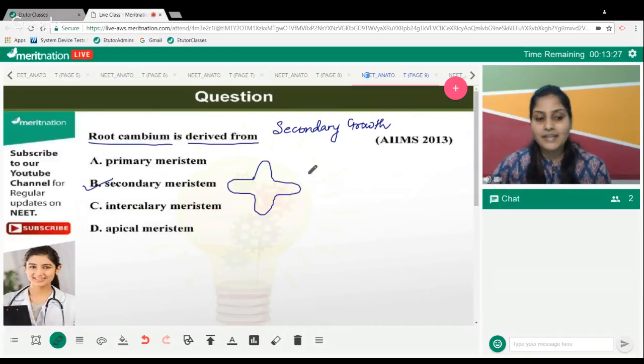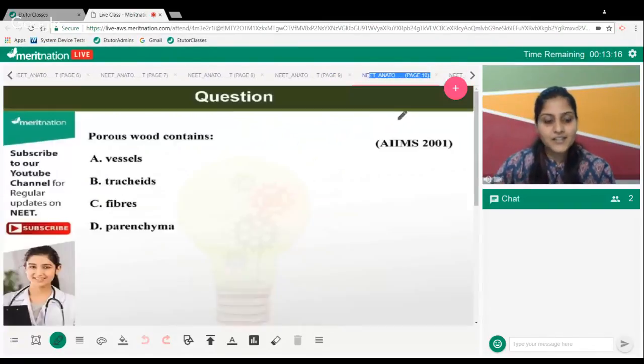So it's not primary, it's not intercalary, it cannot be apical, it is secondary meristem. Okay, they form a star shape meristem over there. Okay, very fine, very good. Next question. Porous wood contains.